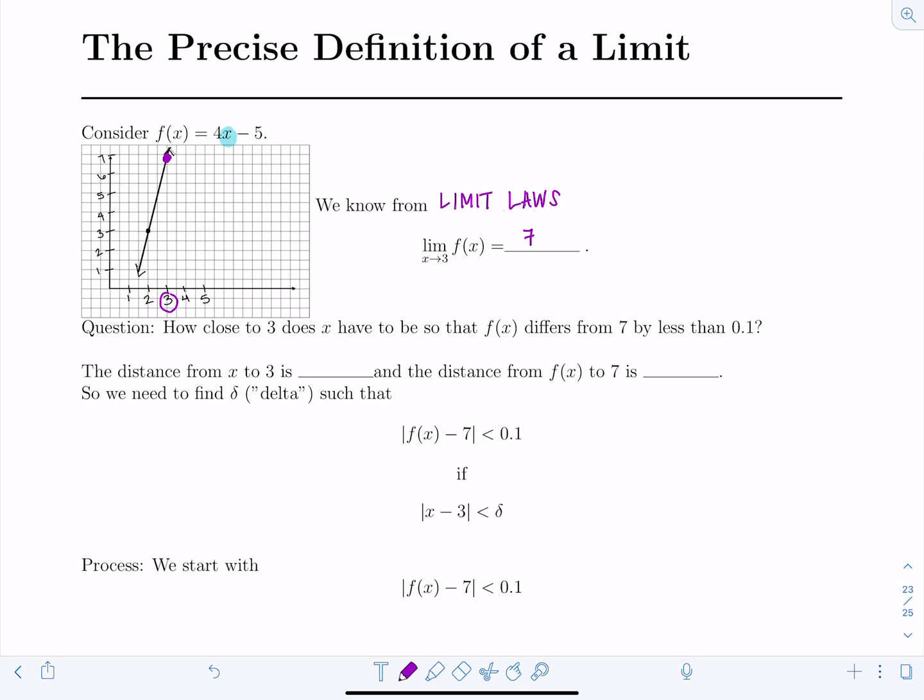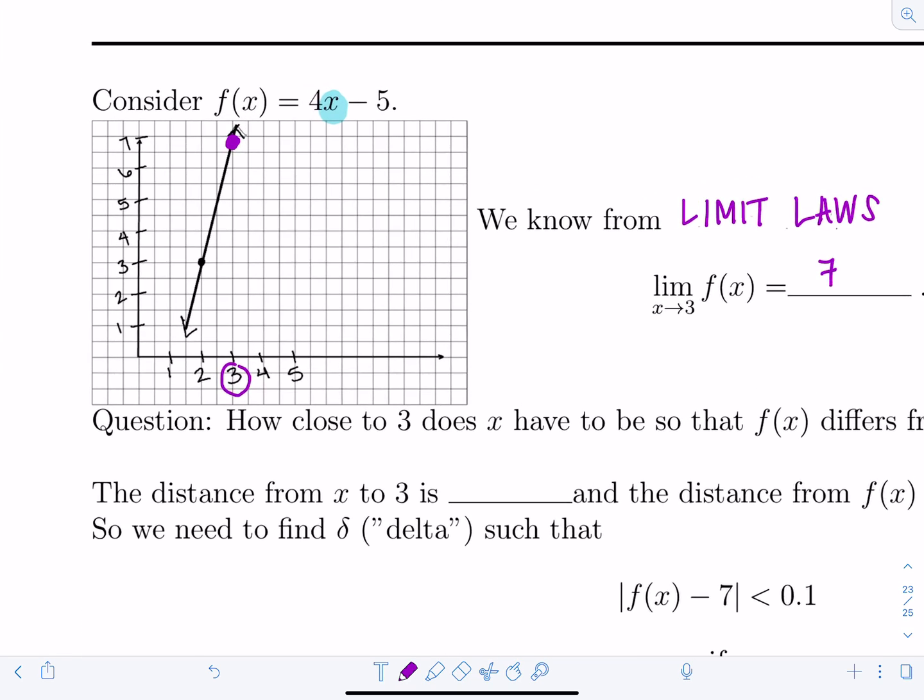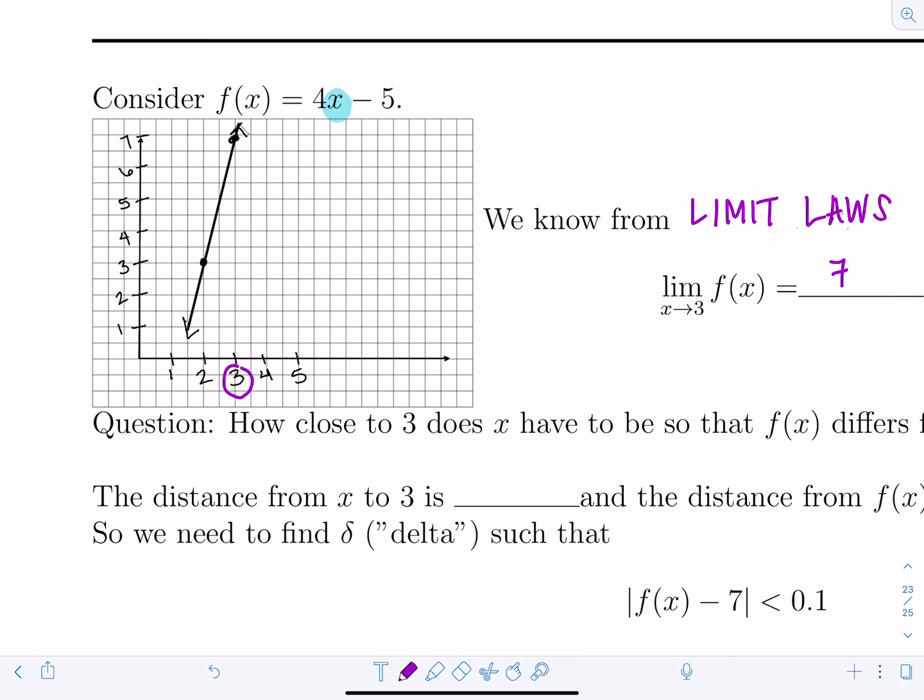How close to 3 does x have to be so that f of x, or y, differs from 7 by less than 0.1? So basically what I'm saying is I want to be able to go up to 7.1 or down to 6.9 on the graph. That's the amount of wiggle room I'm allowed in the y direction. And I want to know, how close does x need to be to 3? So how much wiggle room do I get in the x direction to stay within 7.1 or 6.9?